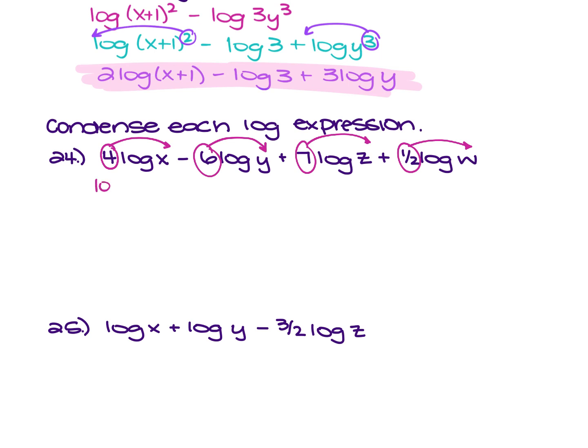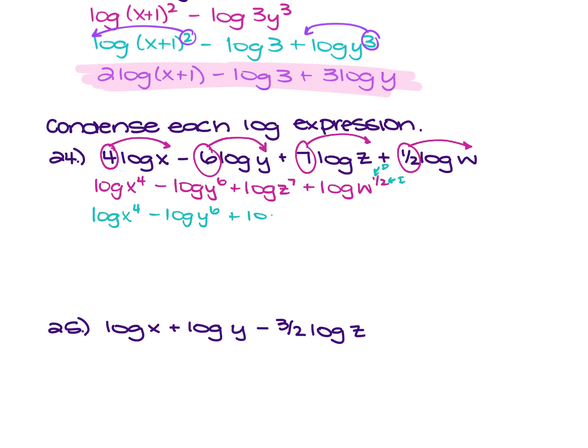So this is going to give us log of x to the 4th power minus log of y to the 6th power plus log z to the 7th power plus log w to the power of 1/2. The power of 1/2 you have to simplify. You cannot leave a fraction as a power. So the 2, if you remember, is your index. The 1 is your power that's going to stay on it. So this gets rewritten as log x to the power of 4 minus the log of y to the power of 6 plus log of z to the power of 7 plus log of the square root of w.